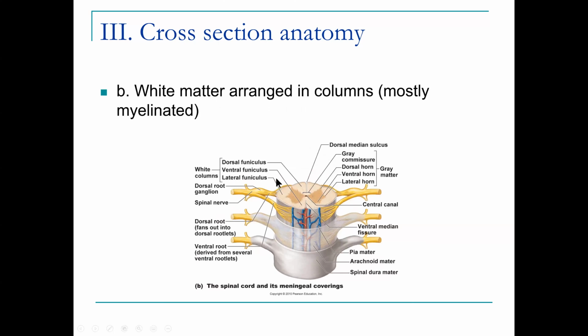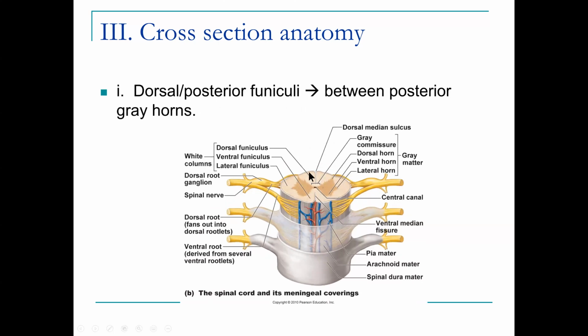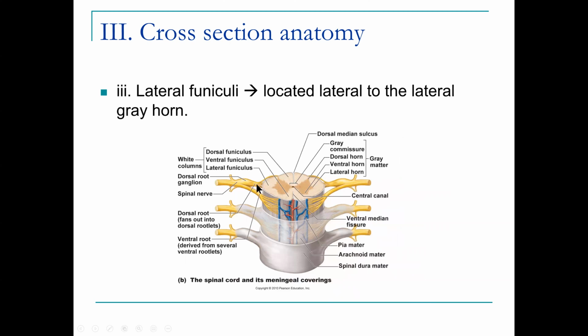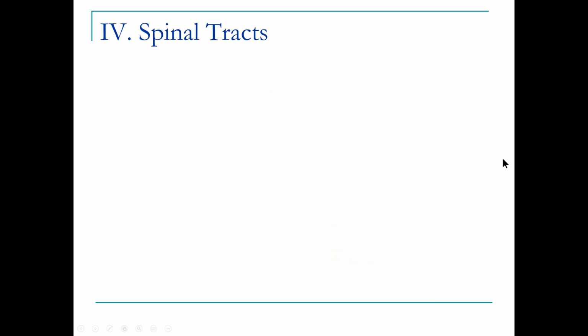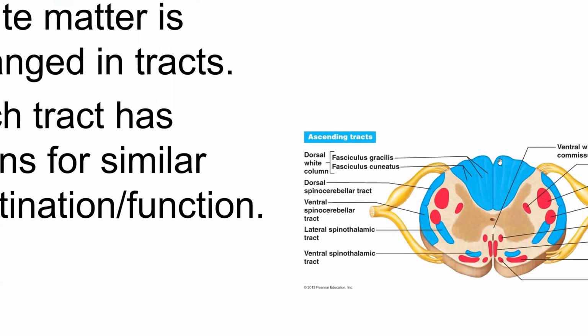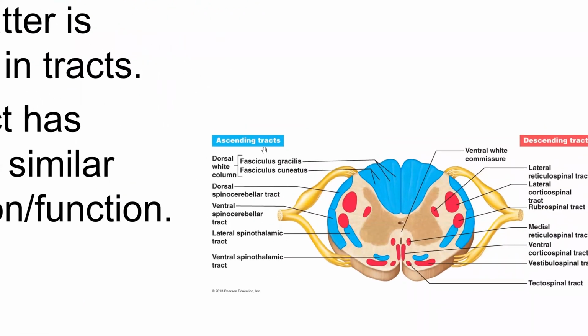White matter is arranged in columns, mostly myelinated. Okay, we have the dorsal posterior funiculus between the posterior horns, the ventral anterior funiculus between the anterior gray horns, and we have the lateral funiculus located lateral to the lateral gray horn. Spinal tracts. White matter is arranged in tracts. Each tract has axons for a similar destination, okay? In this particular diagram here, ascending tracts are in blue, descending tracts are in red. And this doesn't mean you won't have some tracts here in the gray matter, but these are the primary tracts.